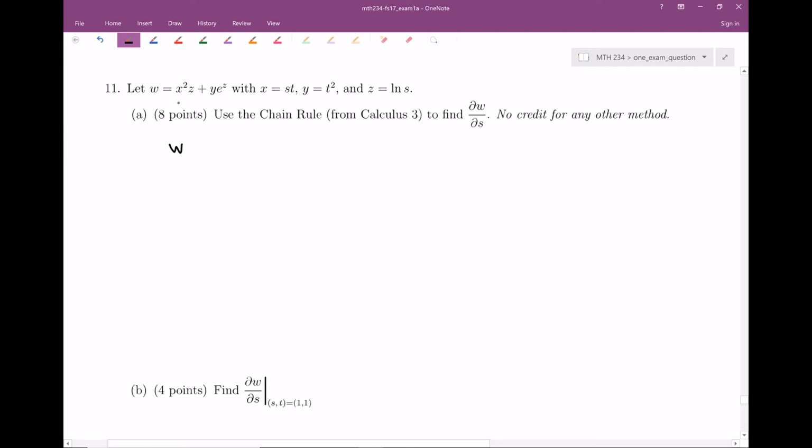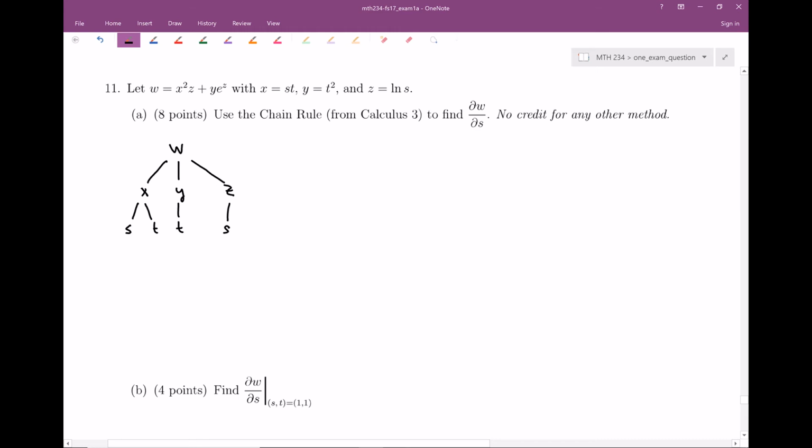It looks like w has x's, y's, and z's in it. So here's x's, y's, and z's. And I'm drawing this little tree diagram as we brought up in class. It looks like x has s's and t's in it. So s's and t's. Y has just t's. And z has just s's.